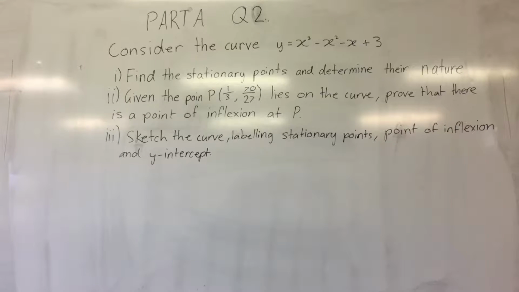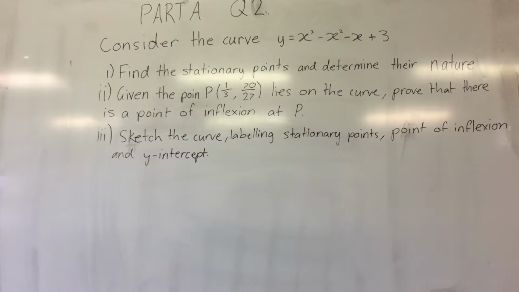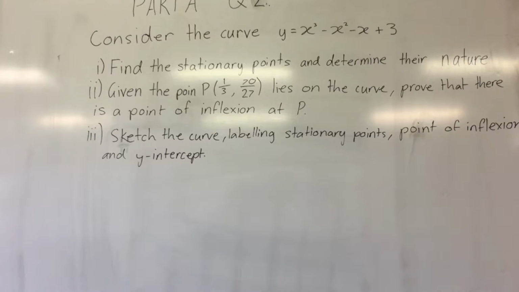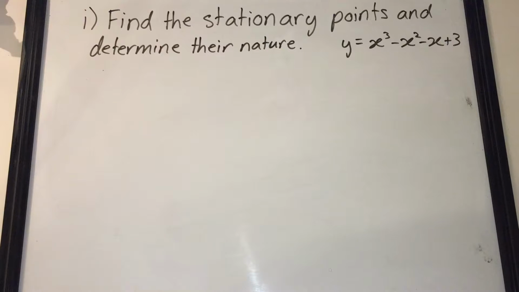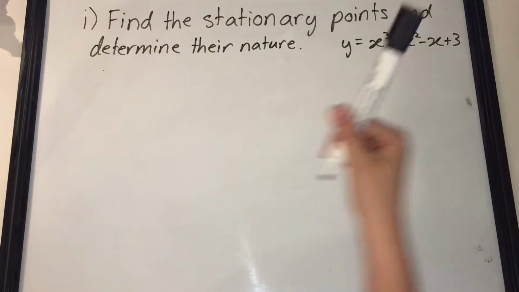For part A, I chose question 2, which is: consider the curve y equals x cubed minus x squared minus x plus 3. For question I, we'll be finding the stationary points and determining their nature. We've written up the equation up the top there.